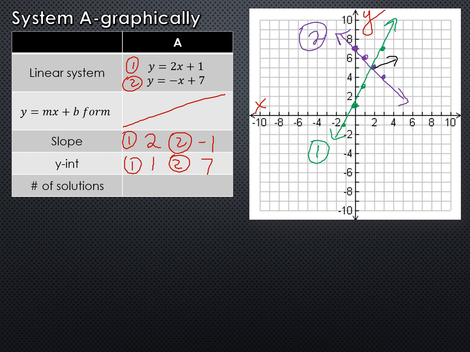Thank you. Our solution, remember, is the POI, which in this case is 2, 5. The number of solutions, they only intersect once. So number of solutions, 1. So we proved it graphically. If you looked at the slope and y-intercept, which hopefully is the goal of doing it quickly, when we compare the slopes, they are different. When we compare the y-intercepts, they are different. If we have different slopes and different y-intercepts, that means there's only ever going to be one point of intersection.